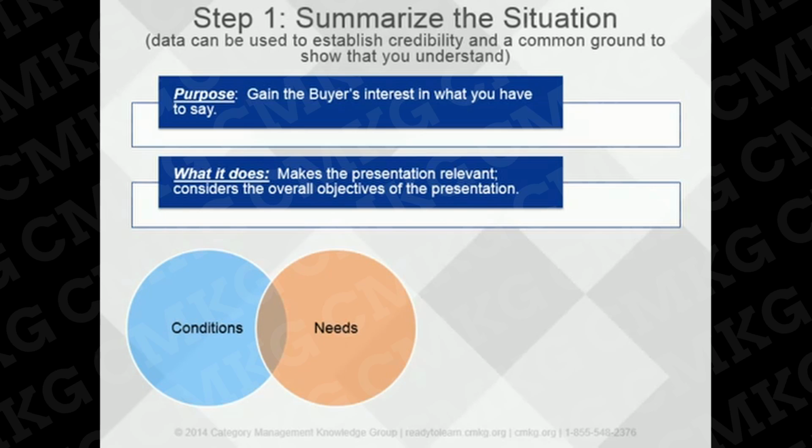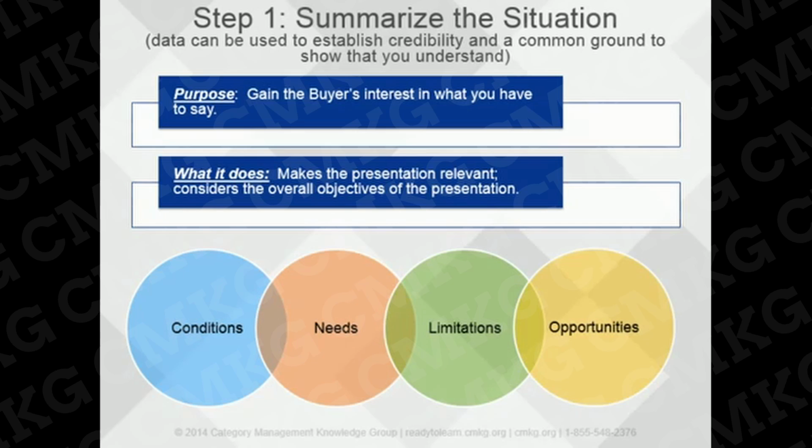The summary should consider buyer's current conditions, needs, limitations, and/or opportunities, which need to tie in with the overall purpose of the presentation. For internal presentations, a good summary of the situation requires a strong understanding of the retailer's overall strategy and short and long-term objectives and focus areas in the business.